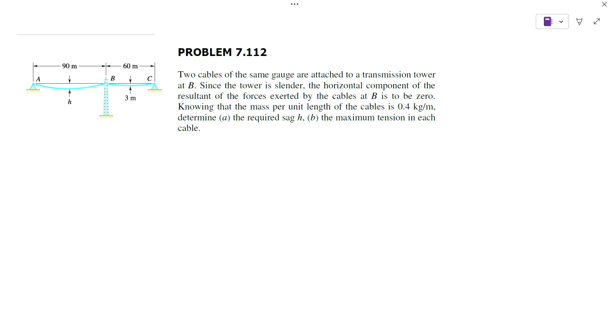B. First of all, gauge is a term that refers to the thickness of the wire diameter. By code, the gauge refers to how much amps, or electric current, or amperage can go through a cable or a wire. So this is 90 meters, this is 60 meters, so the distances are pretty long.